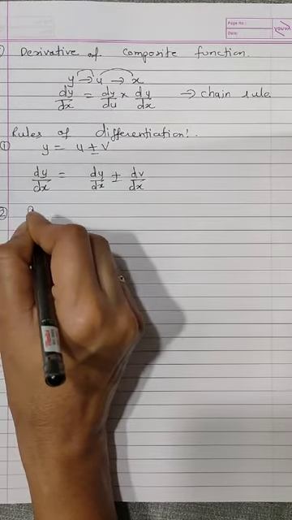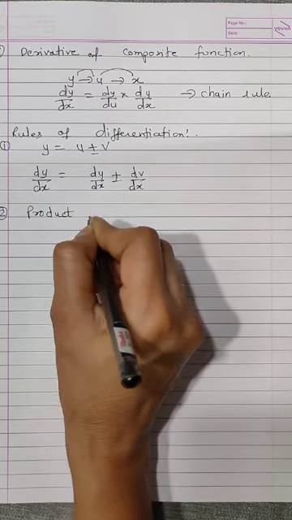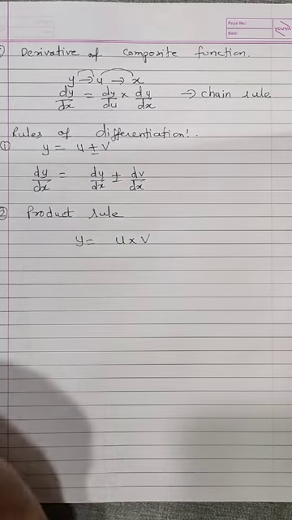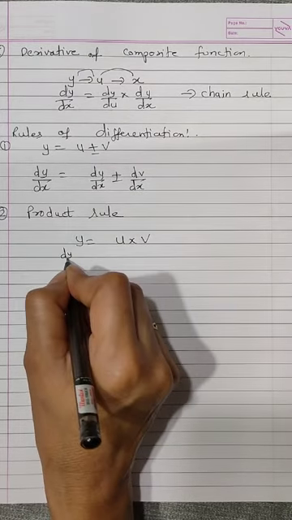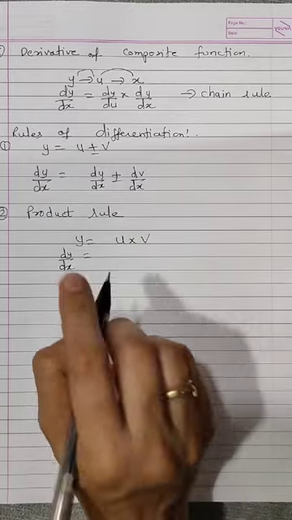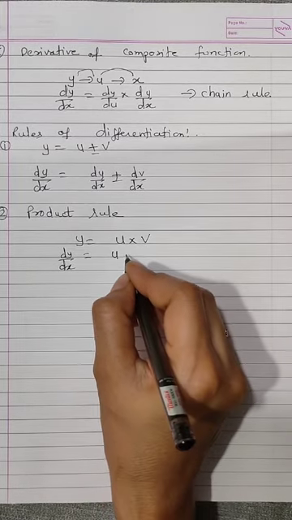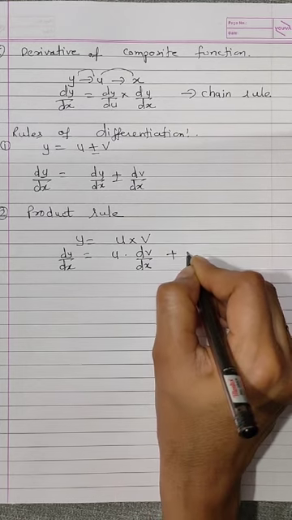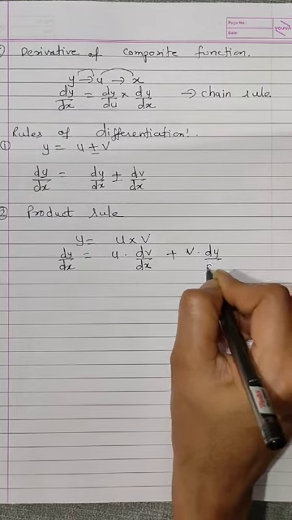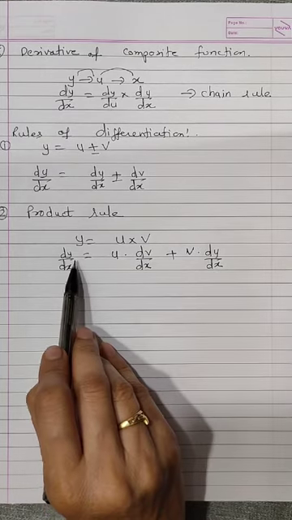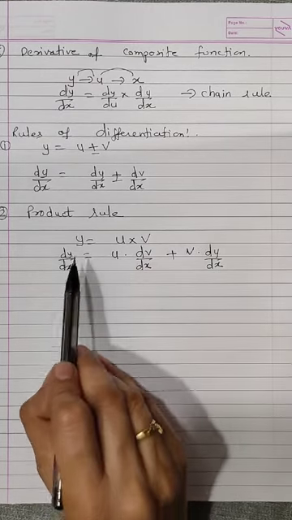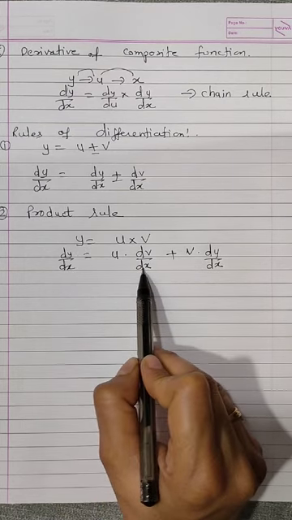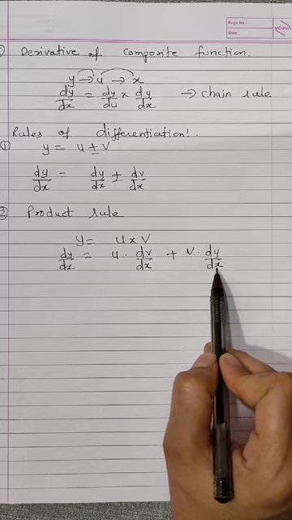Now second is product rule, when function is in multiplication. So here y will be in terms of u into v, product rule. So here derivative dy by dx, we know that first function constant, means u constant, into derivative of second function, plus second function constant into derivative of first. So this is known as product rule. If y equal to u into v, then derivative of y with respect to x is u into dv by dx plus v into du by dx.